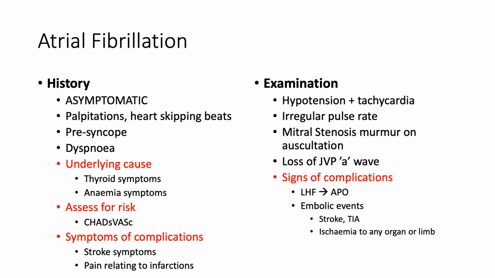So is it thyroid? Is it anemia? Is it a PE? Assess their risk. So you need to ask questions according to CHADS-VASc, so you can complete that later. If you ever get an OSCE where they have palpitations, write down CHADS-VASc and make sure you ask those questions in the OSCE.